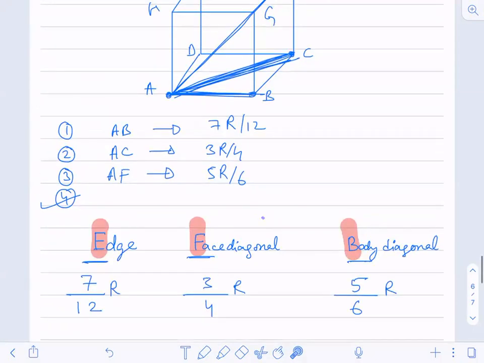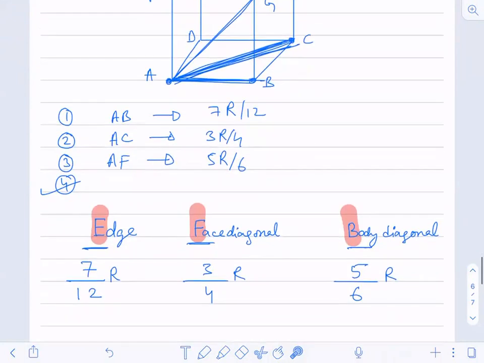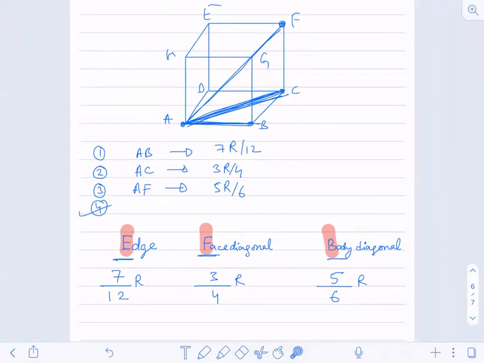Okay. The edge is here. The edge is over here. Okay. The face is here. The face is here. Okay. And the body diagonal is here. Okay. Edge is this one. Face is this one. And body diagonal is this one. Is it clear to everyone? Yes. Are you able to understand how you have to remember this thing?